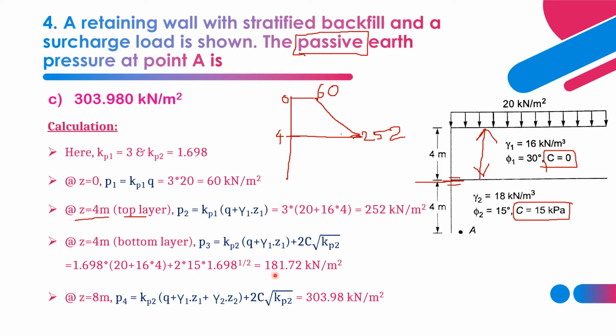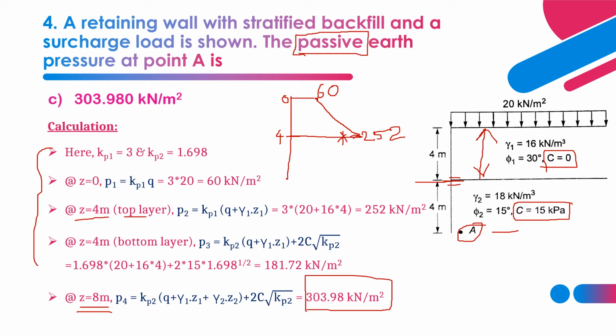So on substituting all the values over here, we can get 181.72. So consider this point as 181.72, just below the 4 meter layer. And at the bottom layer, that is z is equal to 8 meter, what will be the value? Actually only this has to be found out, but we can get to know how to find all the pressure values at different depths. So at z is equal to 8 meter, that is at the bottommost point, what is the pressure value? So P4 is equal to Kp2. Why Kp2? Because that point is in the second layer.